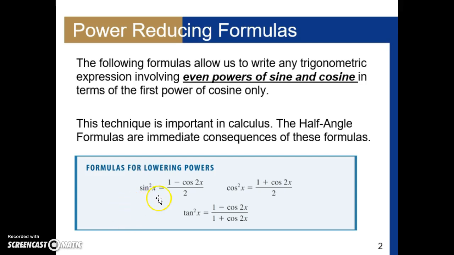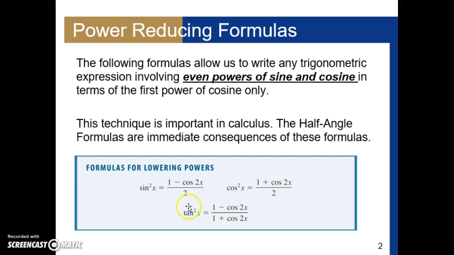For sine squared of x, the power reducing formula is 1 minus cosine of 2x over 2. For cosine squared of x, the power reducing formula is 1 plus cosine 2x over 2. That's the only difference, is the minus here for sine squared and the plus here for cosine squared. Otherwise, those two power reducing formulas are identical.